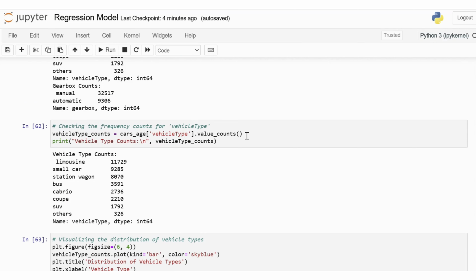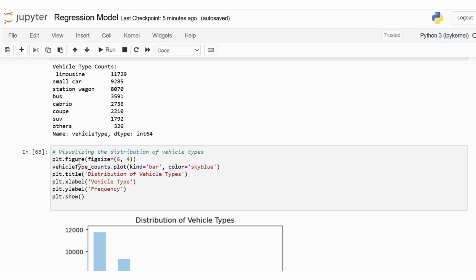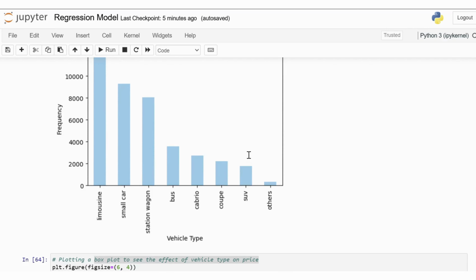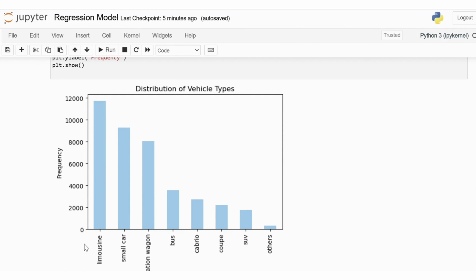Let us now explore the vehicle type variable and its impact on price. By using the value_counts function, we can see the distribution of different vehicle types in our dataset. The most common vehicle type is limousine, followed by small cars, station wagons, and buses. To better understand the distribution, let's visualize it using a bar plot. This will give us a clear picture of how each vehicle type contributes to the dataset. The x-axis represents the various vehicle types, while the y-axis represents their frequency, like how many cars of each type are in the dataset. Here's a breakdown of what we see.